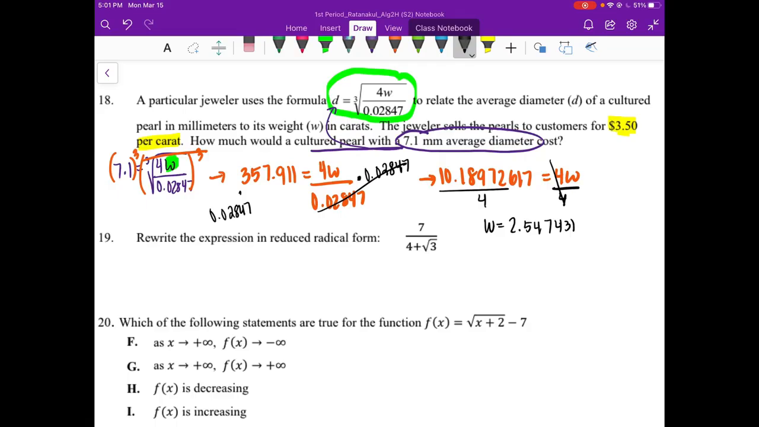To figure out the total cost, we're going to take that weight and multiply it by $3.50. So we end up with $8.92 for the total cost of the pearl.